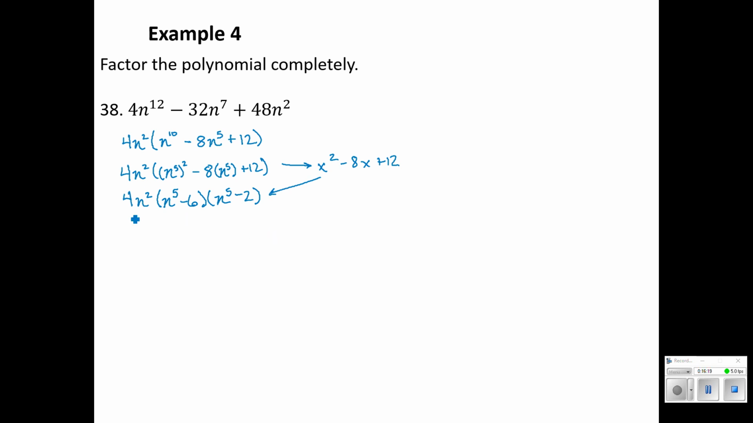So it's kind of a tricky thing to spot, but if we understand how the exponents are working and the pattern that they're following, then we can make that factoring work for us. This is a fully factored polynomial.